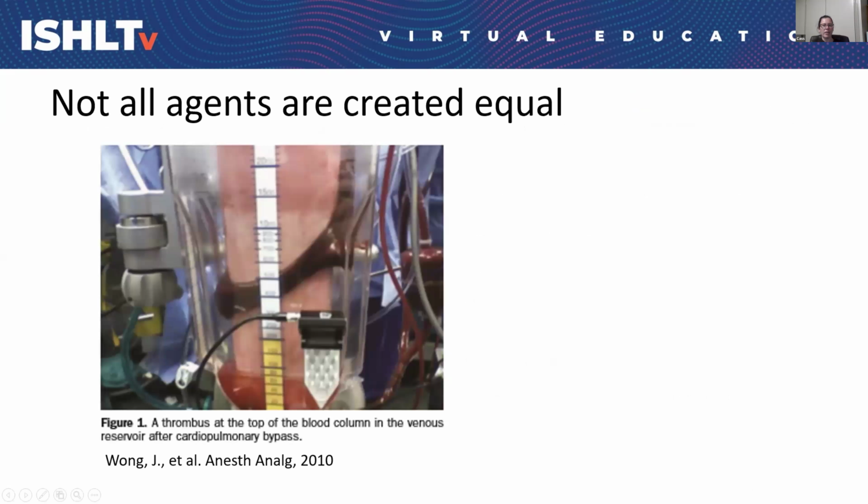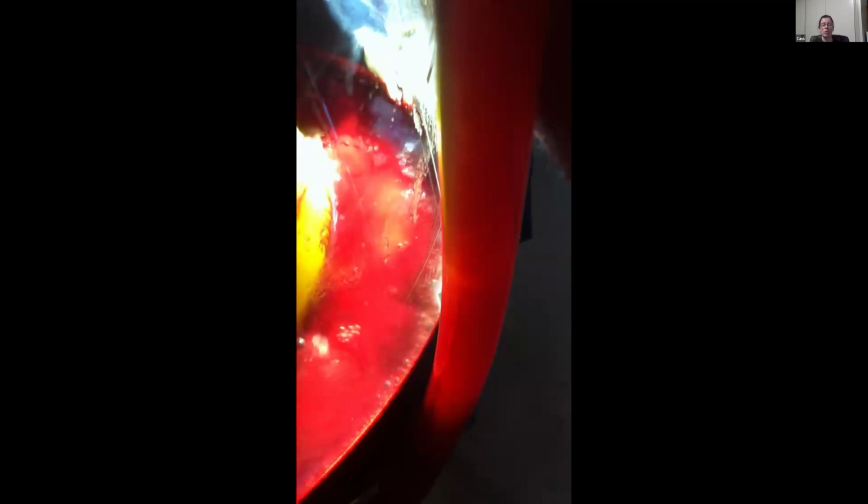This is just a reminder that not all anticoagulants are created equally, and to be mindful when switching agents. Bivalirudin, for instance, does not like stasis, and this video, which hopefully works, demonstrates the rapid coagulation that occurs on supratherapeutic bivalirudin on pump when stasis is encountered.